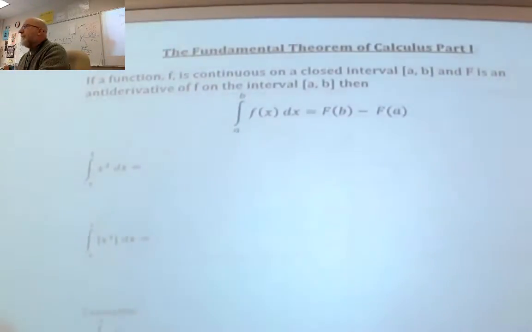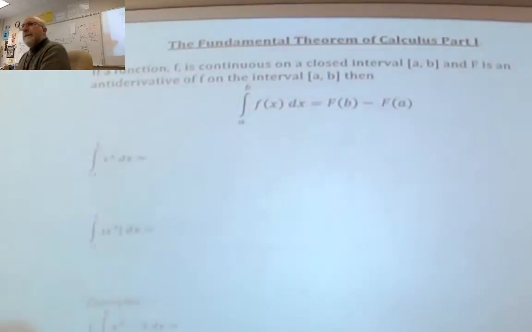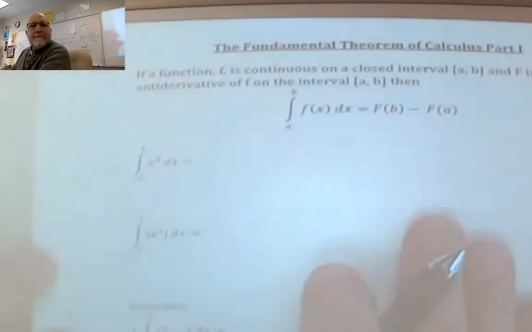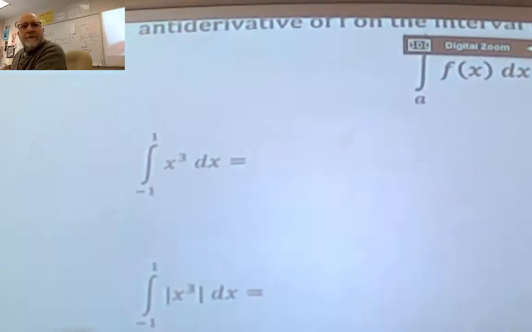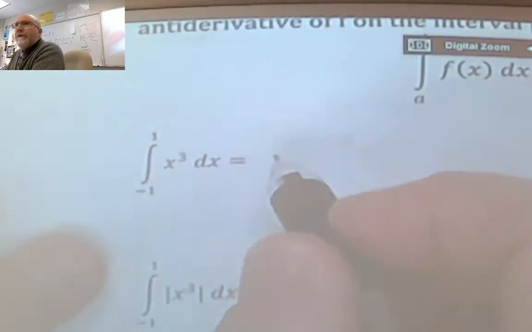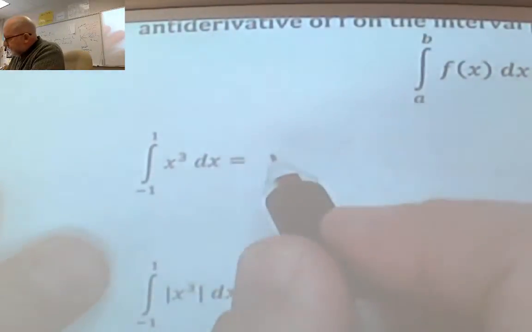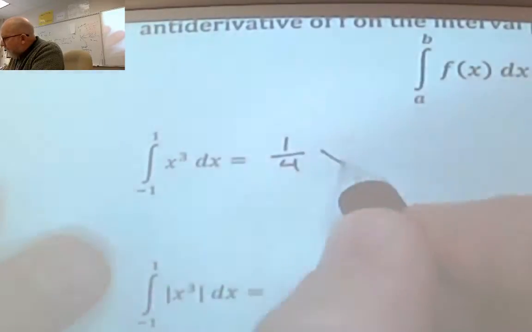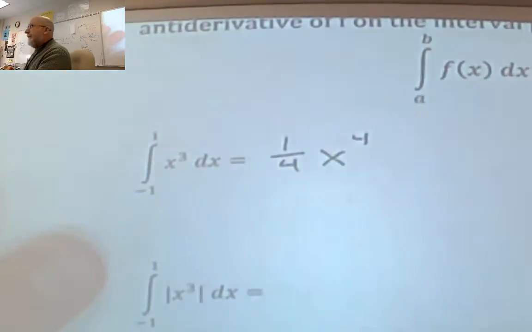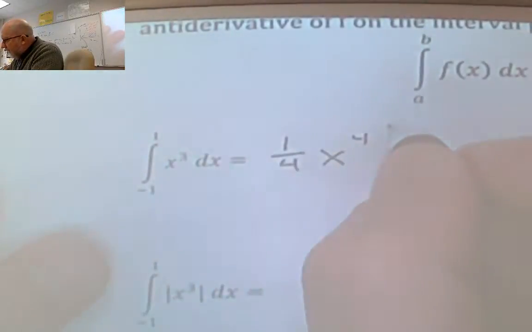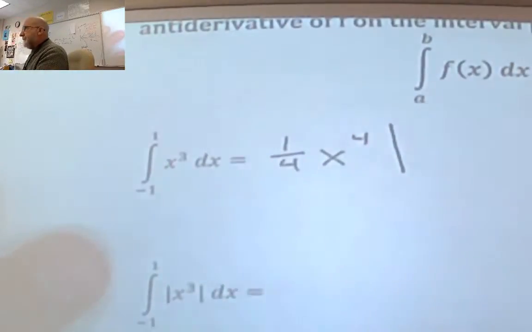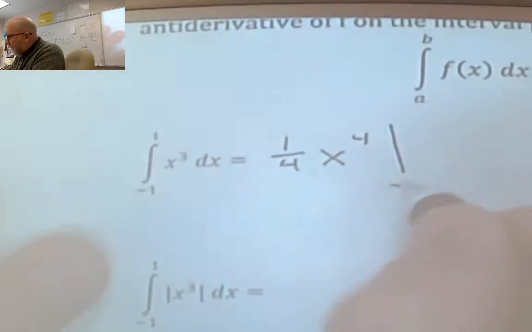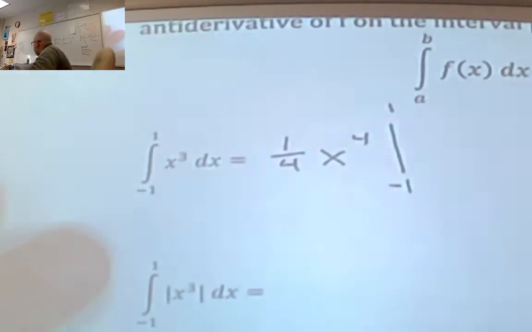Here's the first one. Ready, Gabby? Make this big again. So, Hannah, can you see that okay? What is the antiderivative of x cubed? 1/4 x to the fourth. Now, watch how I show my work. Antiderivative. The next thing you're going to do is draw a vertical line. A is going to go on the bottom. Why? Because it's the smallest number. 1 is going to go on top.